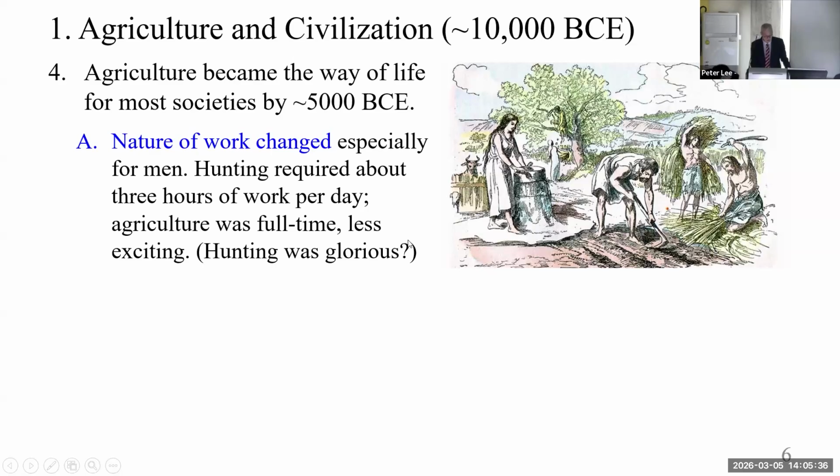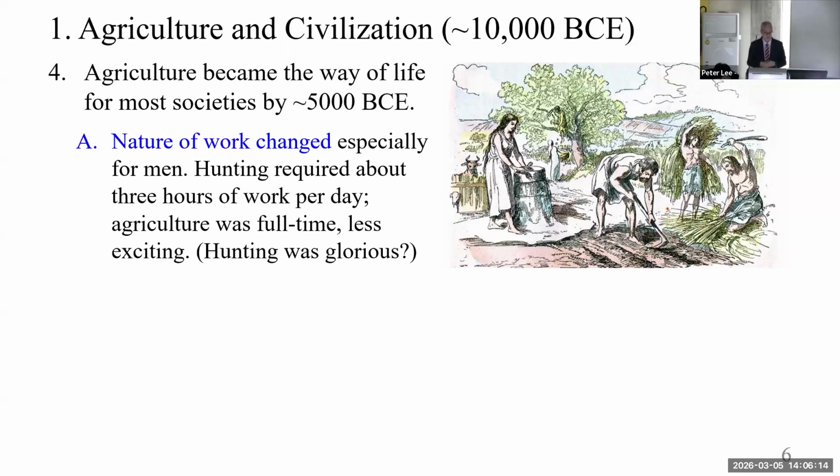The first thing is obviously the nature of work changed, especially for men. For women, you could say, well, it's the same kind of thing, isn't it? Women and children were gatherers. And once agriculture started, you would expect women to be doing all the agricultural work because that's their thing. You would harvest things, right? But because men got involved as well, for men to change from being hunters to farmers, that was a dramatic change.